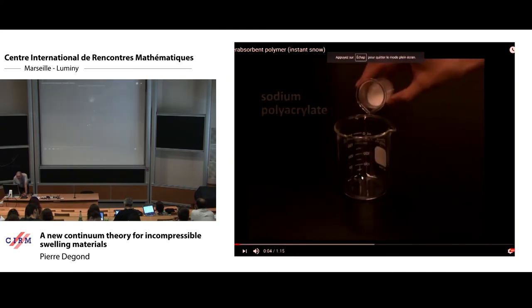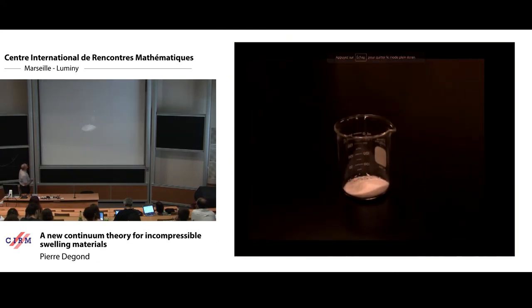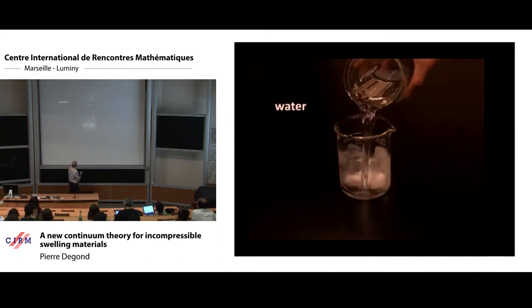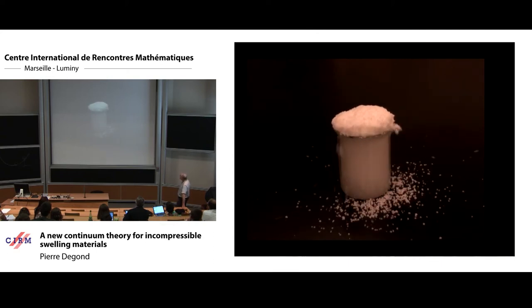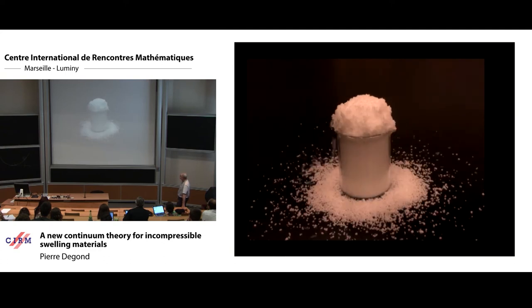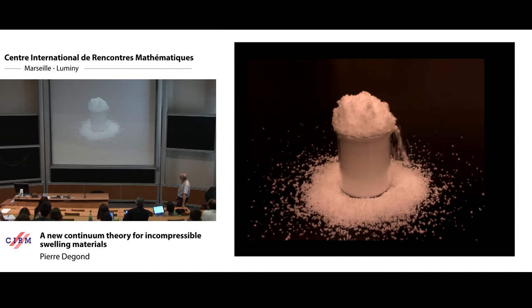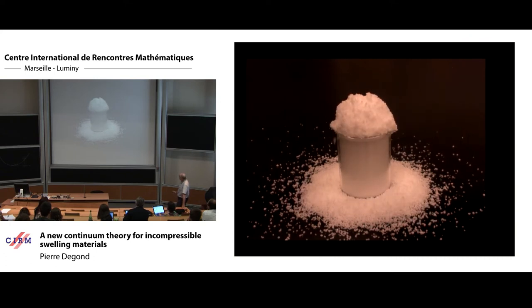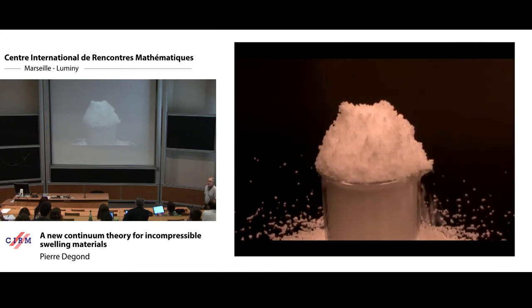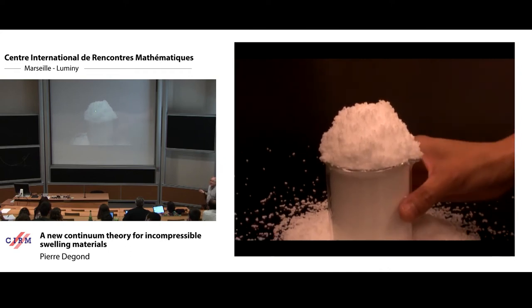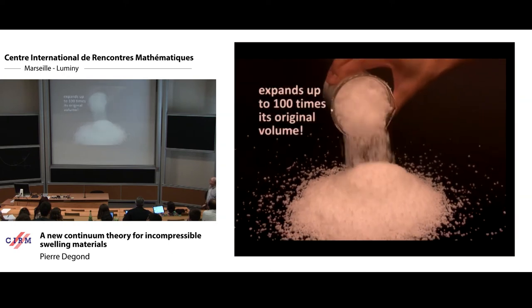Okay, so here again, when I'm playing with hydrogels, you see in this beaker there is a small powder you put on water, and what's happening is that these small beads of this hydrogel swell, and they become bigger and bigger. In fact, in the end, the final volume can be 100 times the initial volume of the beads, right? So this calls for a continuum description. You don't want to describe any single one of these beads alone, right?